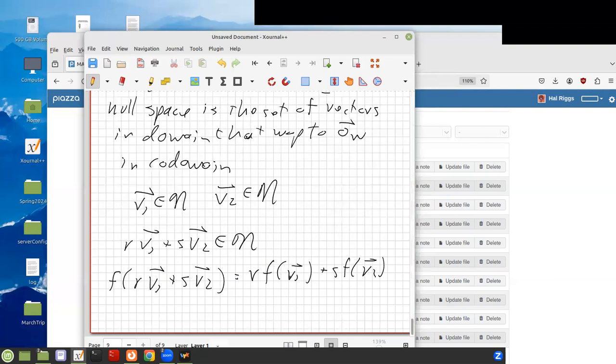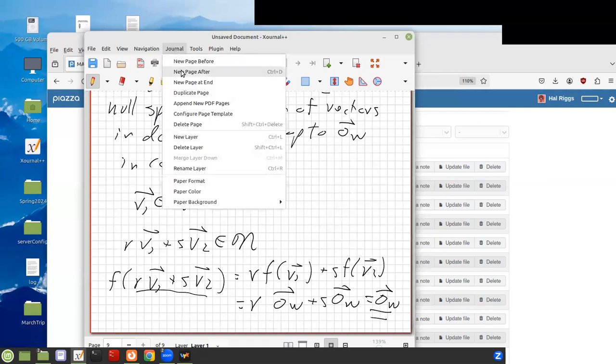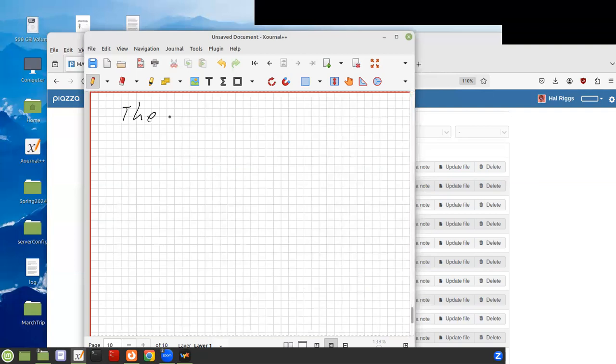And because V1 is a member of the null space, we have R times the zero vector in the codomain, plus S times the zero vector in the codomain, because V2 is also in the null space, so that just equals 0. That means this is also in the null space. So the null space is a vector space, which is why it's called a space in the first place.